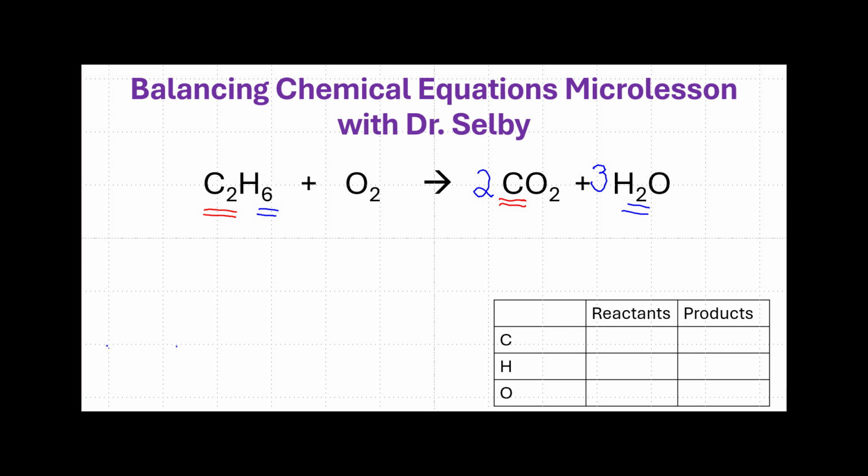And looking at oxygens, we have this 2 times this 2 here. So that's 4 oxygens there. Plus we have this 3 times this assumed 1 here. And this equals a total of 7 oxygens. And notice that's an odd number. And the only place we can put a coefficient is in front of this O2.